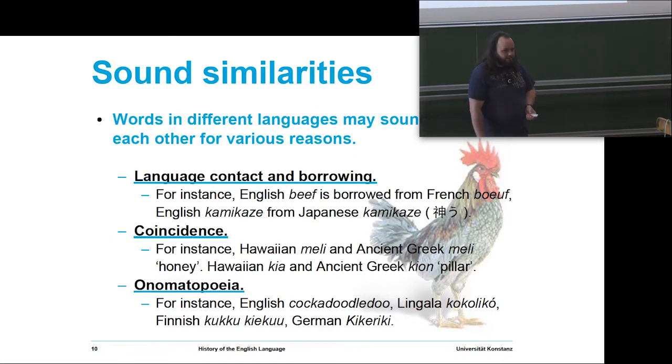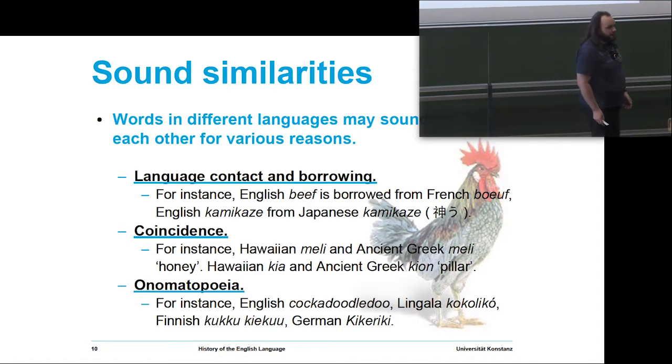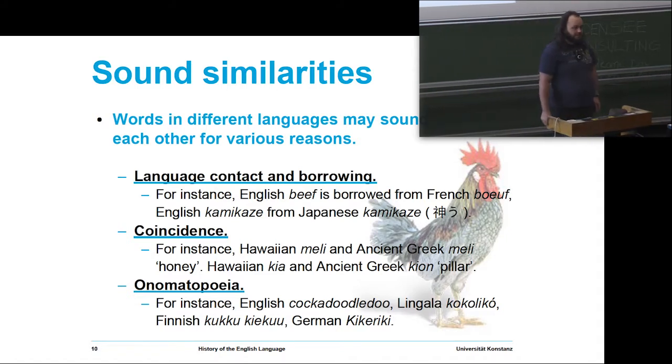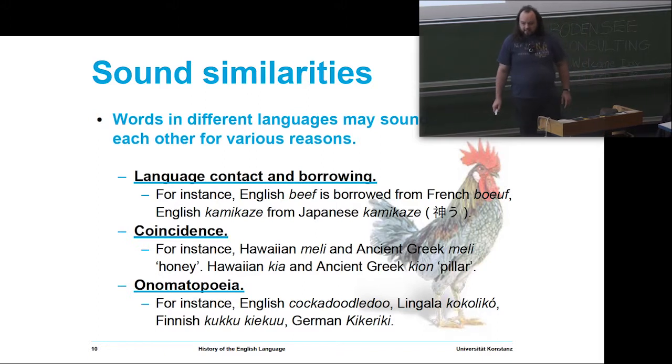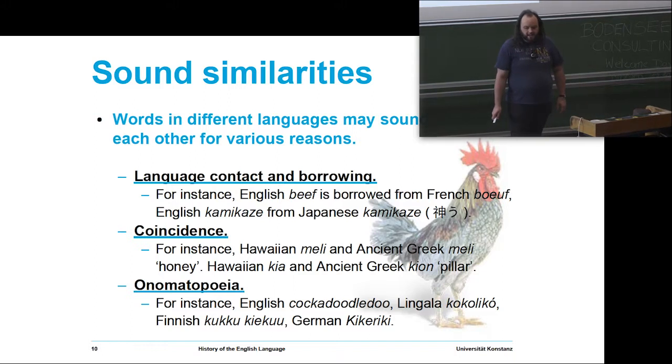There's another reason that languages can have similar words. There are at least 2 other reasons. Coincidence. So 2 languages can have the same word or a similar word for absolutely no reason. So here we've got 2 examples from Hawaiian and Ancient Greek. Hawaiian, the word for honey is meli. Ancient Greek, the word for honey is also meli. This is very striking, okay? In Ancient Greek, the word for pillar is kion. In Hawaiian, it's kia. And again, this is a striking similarity.